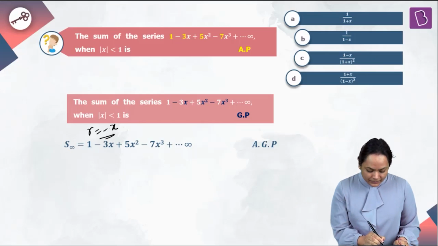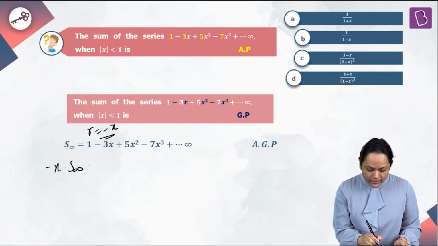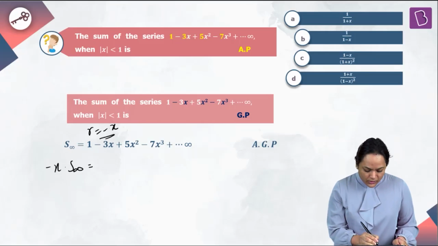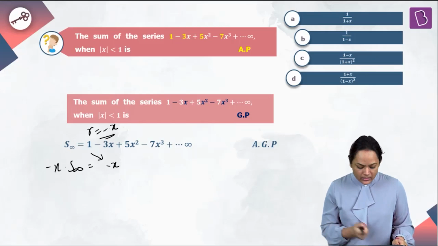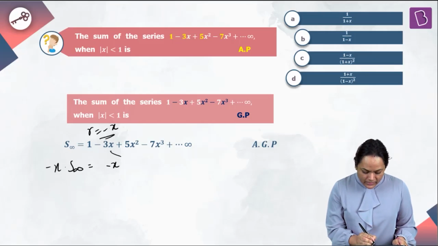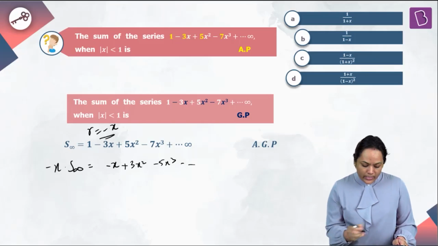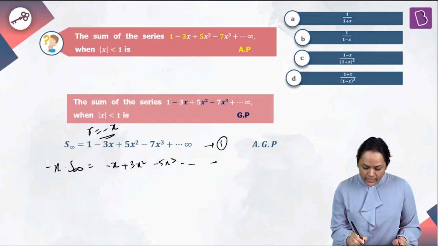So let's do that. I'm multiplying here by the common ratio, that is minus x, and shifting the terms. So this one will come here and it will become minus x. Similarly, this minus 3x will come here and it will become plus 3x square. Minus 5x cube will come as the next term, and so on. This will go till infinity. Now we'll subtract equation 1 and 2.